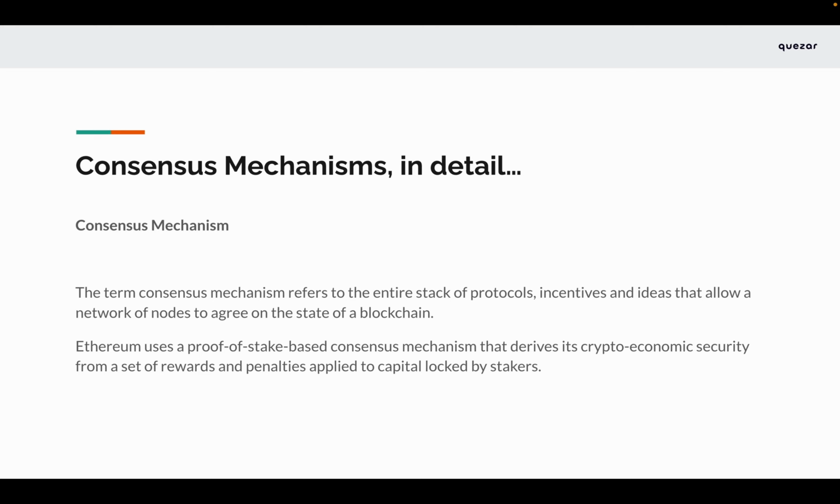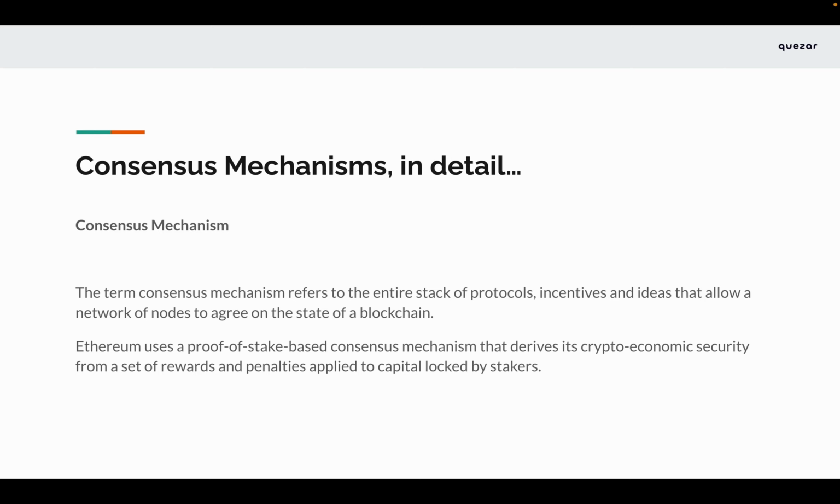Consensus mechanism is the entire stack of protocols, incentives, and ideas that allow the network of these nodes to agree on a state of the blockchain. Ethereum now uses a proof of stake based consensus mechanism. Earlier, it used to use a proof of work consensus mechanism that is also used in Bitcoin.